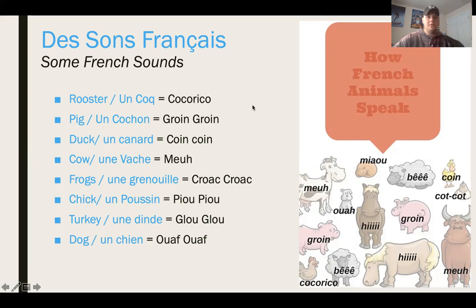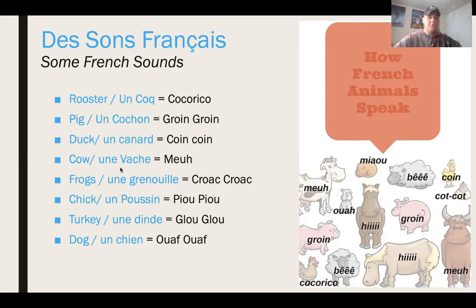This is how they put it. So we have a rooster or un coq. They say cocorico. And as you'll see in the next slide, I'll put what we say in English. So it's cocorico for a rooster. Then you have a pig or un cochon, which is guangua. Or they'll snort sometimes, which we do too. And you have a duck or un canard, which is coin coin. It's very similar to the pig, but it's coin coin.